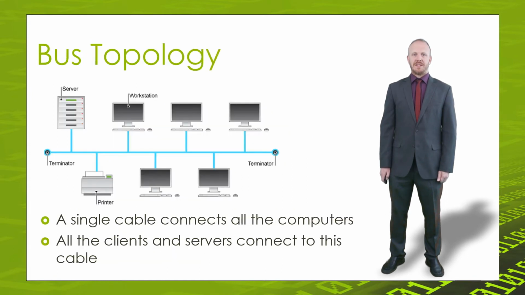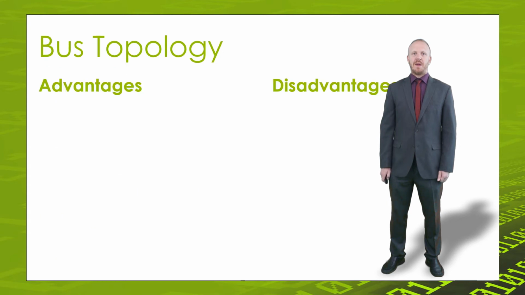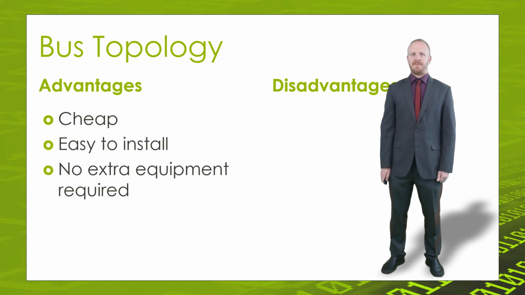So let's have a look at these topologies. Firstly, there's a bus topology. A bus topology is a single cable connecting all the computers. All the clients and all the servers connect to this one cable. So any computer that's transmitting is transmitting along that exact same cable. The advantages of a bus topology are that it's cheap, it's very easy to install, and no extra equipment is required. But there are many disadvantages.